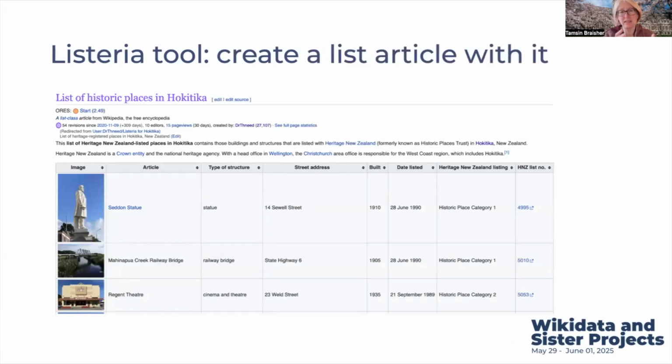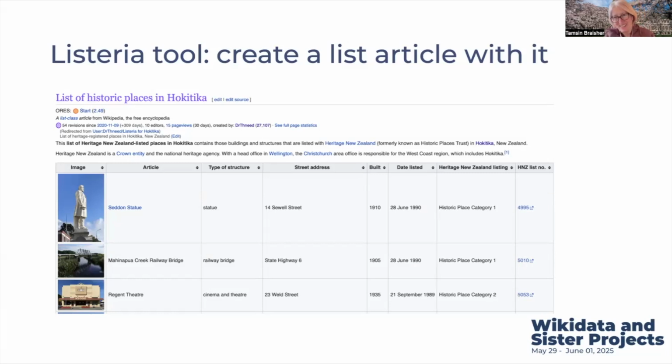So this is a list article on English Wikipedia called List of Historic Places in Hokitika. So someone put all the historic buildings into Wikidata some years ago. So you can build a comprehensive list of them. And I started this page as a Listeria table in user space so that I could discuss with other editors what columns we wanted, how we wanted the data arranged, whether there were items missing, that kind of thing. And once we'd established how we wanted it to look, I moved it across into main space.